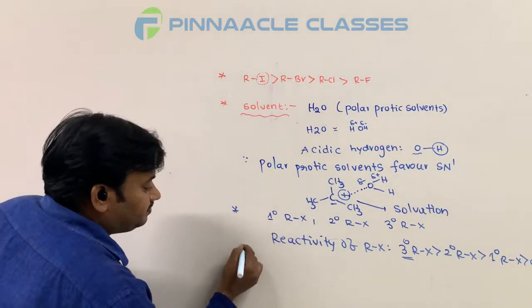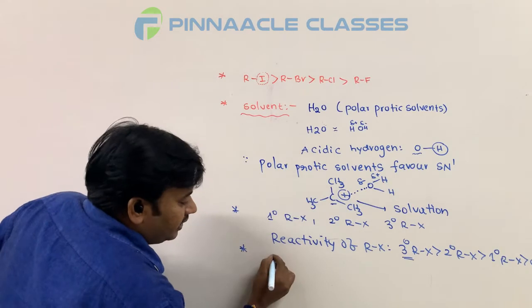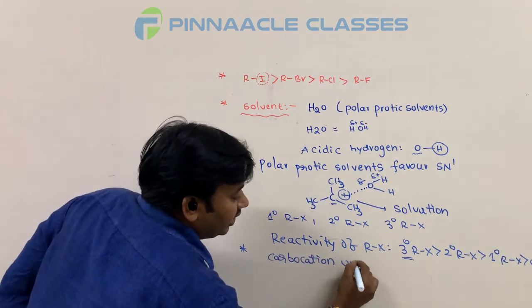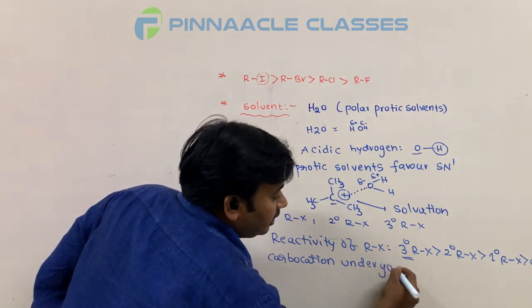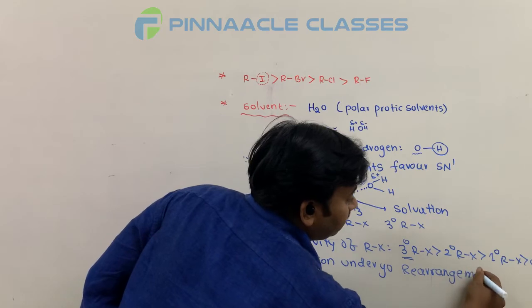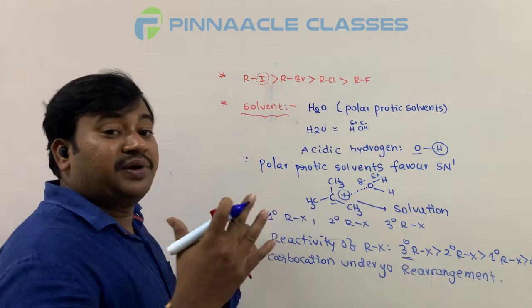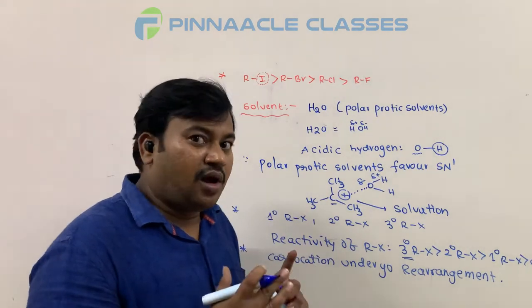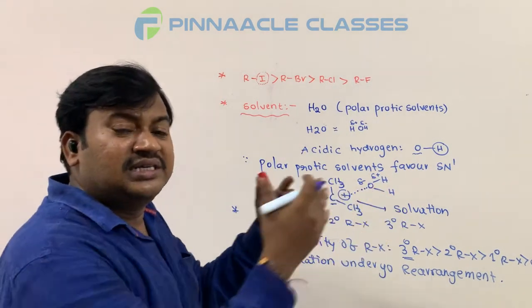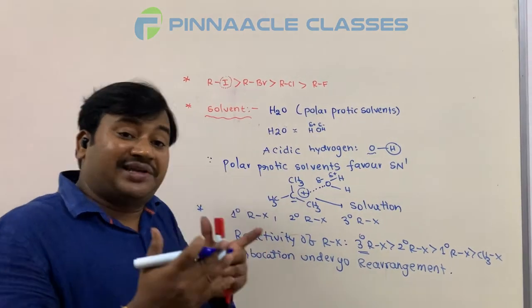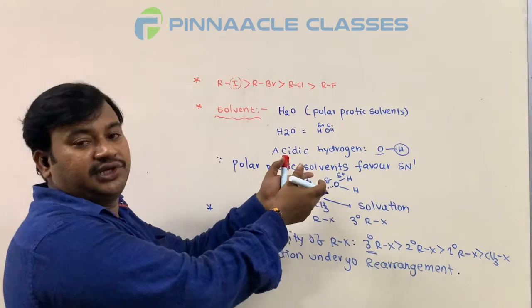Regarding the SN1 reaction, the carbocation can undergo rearrangement. See what I mean by rearrangement? How will rearrangement take place in the SN1 mechanism? Here we are taking tertiary alkyl. Sir, can I take primary alkyl? What will be the reaction? Will it show an SN1 reaction or not? That we will see.